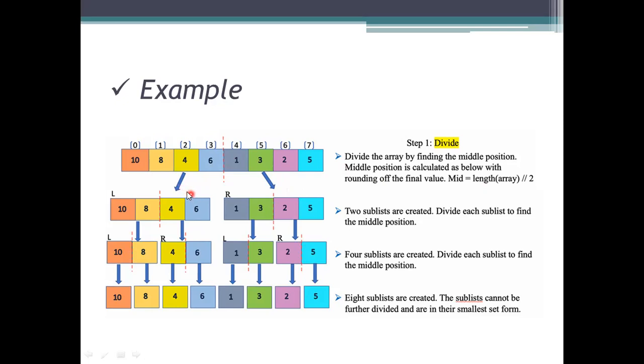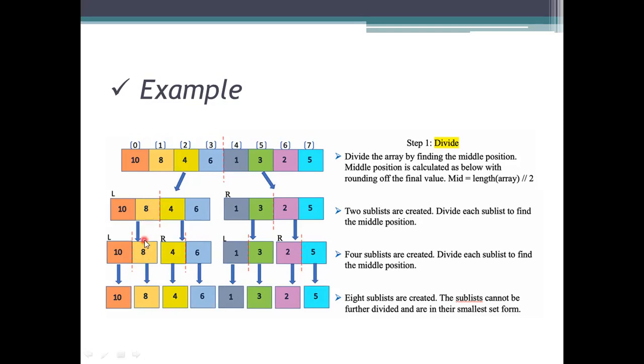There is no way to conquer here because this has multiple elements. This problem can be divided into sub problems or sub arrays. So get into the left side. Here we have 4 elements, so the length of the array is 4. 4 divided by 2 is 2. So each array will have 2 elements in the sub list.